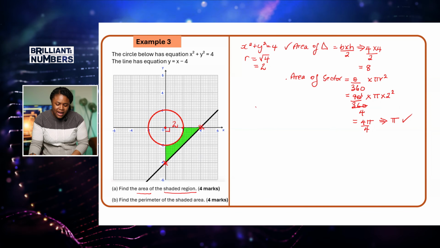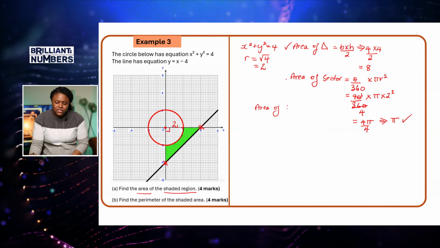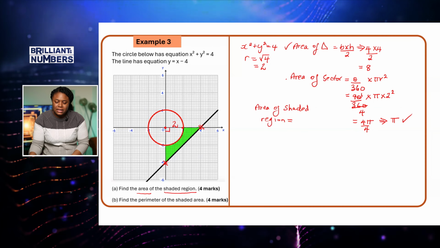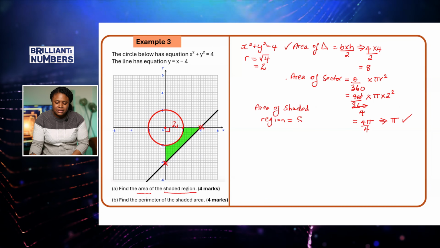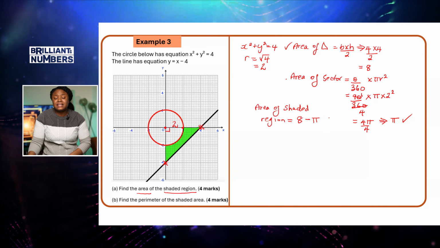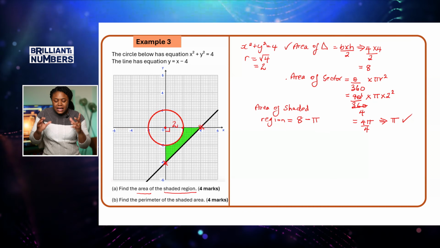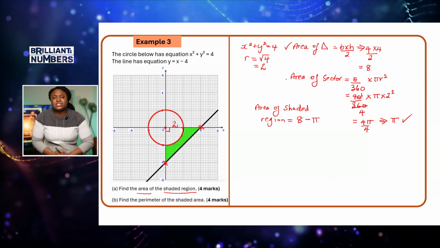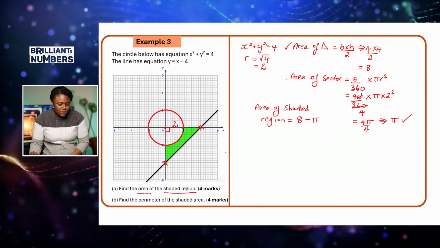Now that we have done that, we need to subtract the area of the sector from the area of the triangle, and that will now be the area of the shaded region. So let's go. Area of shaded region is equal to what we got in the beginning, which was 8, take away what we got for the area of the sector, which was pi. Clearly, we have to leave this as an expression. Or we could put that in our calculator and do 8 take away pi, but we could just leave it in this form. So I check that off.